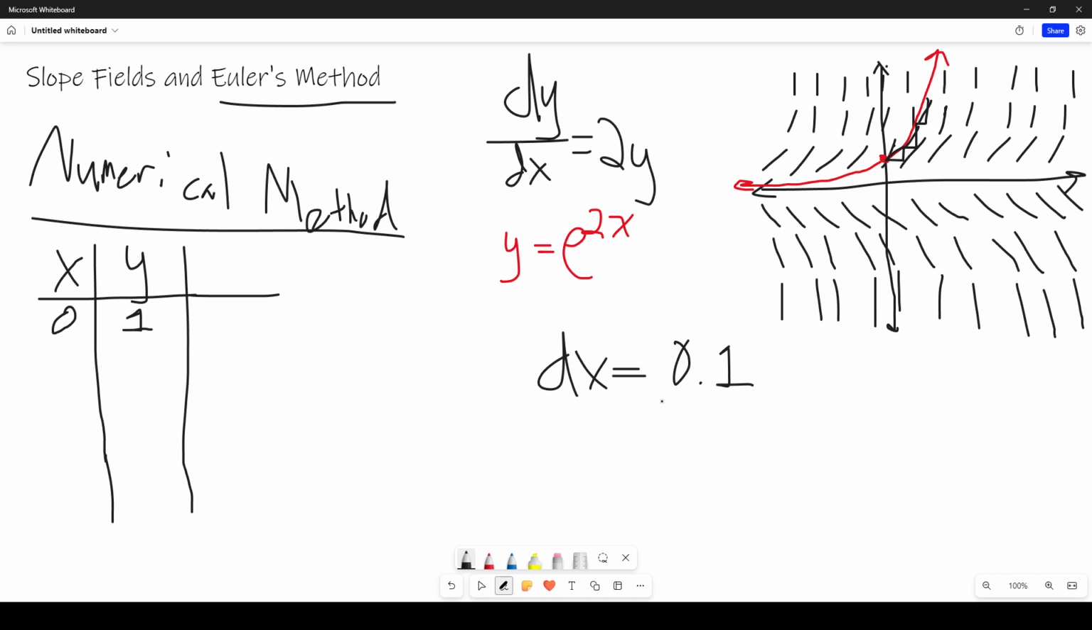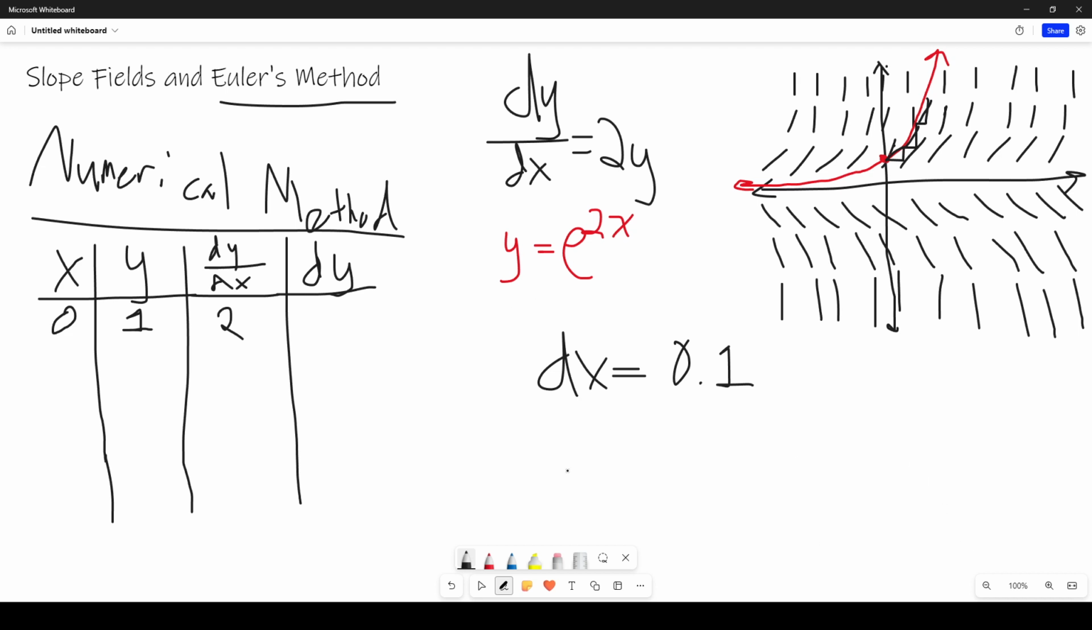So let's see how we do this. We've set our dx to equal 0.1. We want a couple other things to calculate. We want to calculate dy/dx, and we also finally want to calculate dy, or delta y. Okay, dy/dx is easy. It's just going to be 2 times our y value at any point. So let's fill that in: 2.